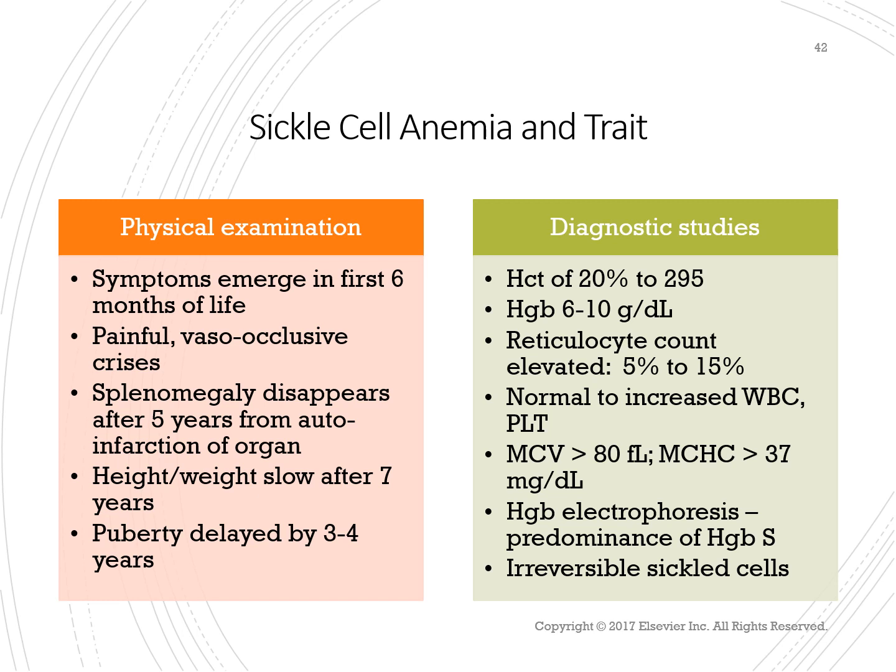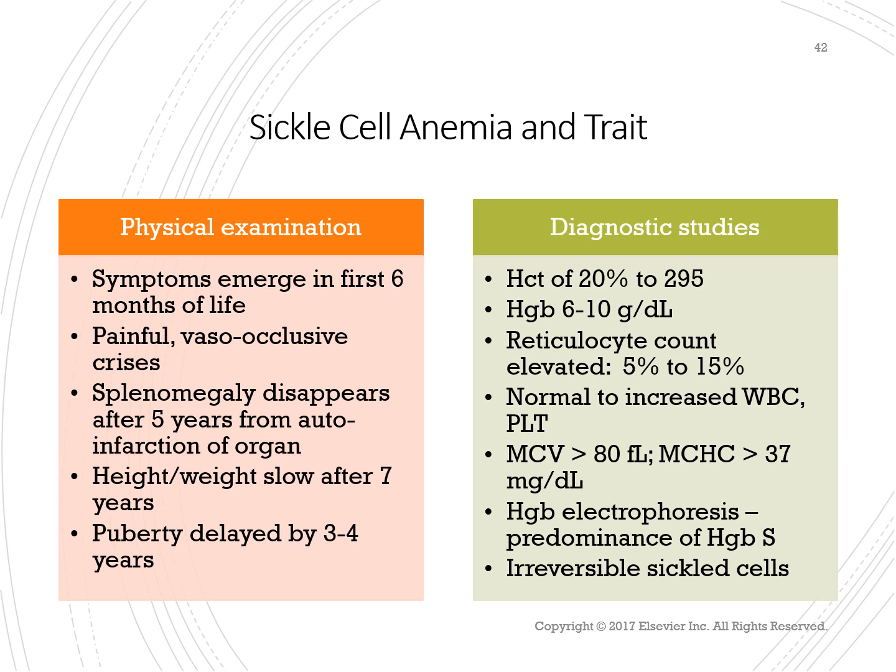Physical examination. Symptoms are going to emerge in the first 6 months of life. They may have, again, those painful vaso-occlusive crises. Splenomegaly disappears after 5 years from autoinfarction of the organ, and their height and weight is going to slow after 7 years. And puberty will usually be delayed by 3 to 4 years.